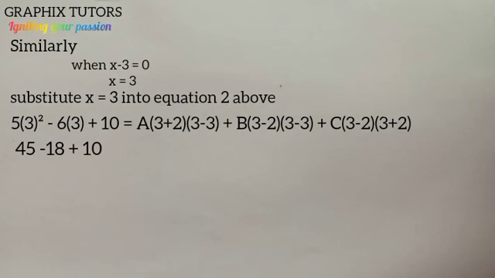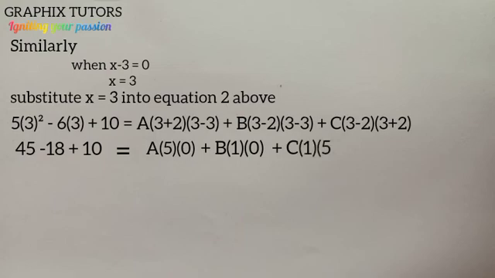Now if you do that, on my right hand side, we have a into bracket 3 plus 2, which is 5, multiplied by 3 minus 3, which is 0, right? Plus b into bracket 3 minus 2 is 1, multiplied by 3 minus 3, which is also 0. Plus c into bracket 3 minus 2 is 1, multiplied by 3 plus 2, which is 5. Now, like I said earlier, 0 multiplied by any finite number will give you 0. So 45 minus 18 plus 10 is 37.